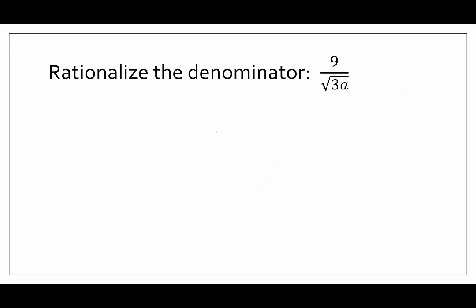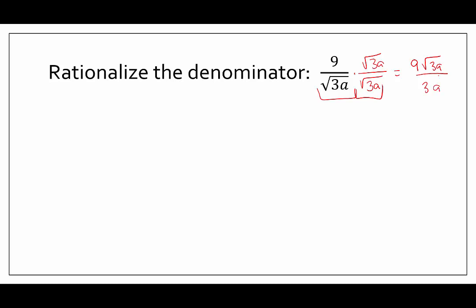In our next example, we have 9 over the square root of 3a. This one's a little bit nicer. The square root of 3a, we need another factor of 3, and we need another factor of a. So we're going to multiply both the numerator and denominator by the square root of 3a. And that will give us 9 times the square root of 3a over the square root of 3a times the square root of 3a, which is 3a.